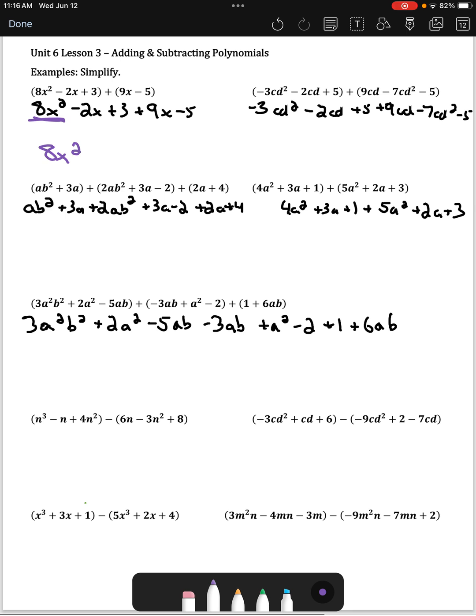So our first problem has an 8x squared and no other x squareds. It has a negative 2x and a positive 9x. That combines to make 7x. We have a positive 3 and a negative 5, which combine to make negative 2.